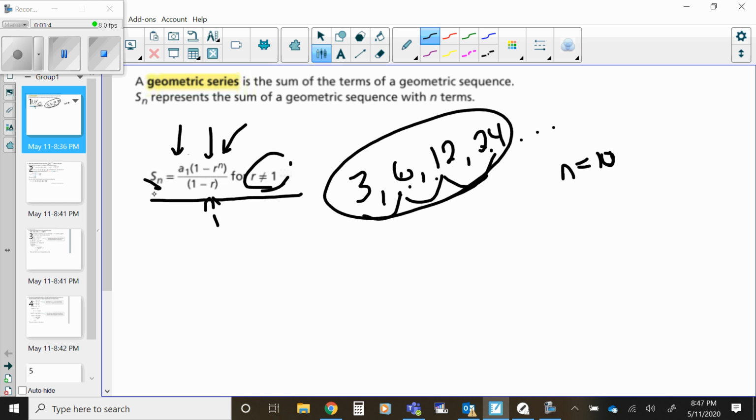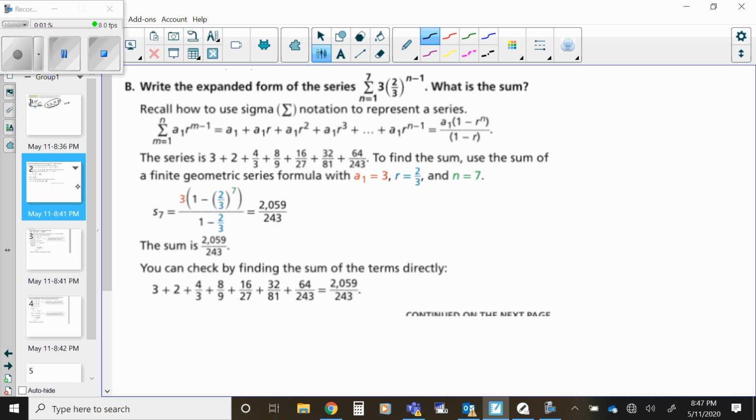Sometimes they'll give you the Sn, and you might have to solve for R. Sometimes you might have to solve for A1, but you just use your algebra skills to isolate that variable that we've done all year long. So they have to give you all of them except for maybe one of them, and you can solve for it. So here we go.